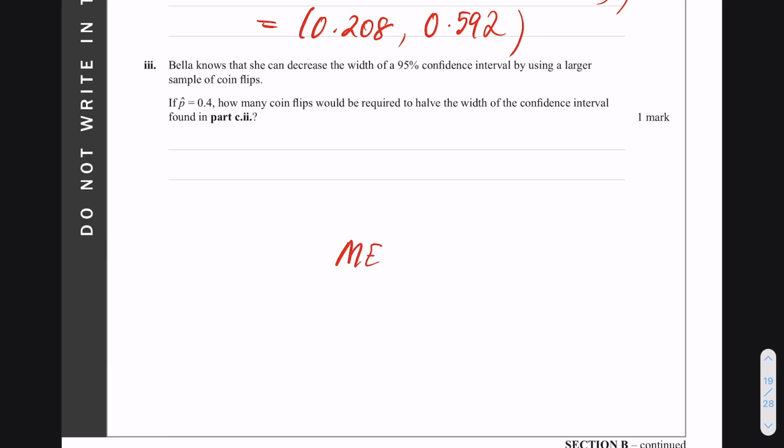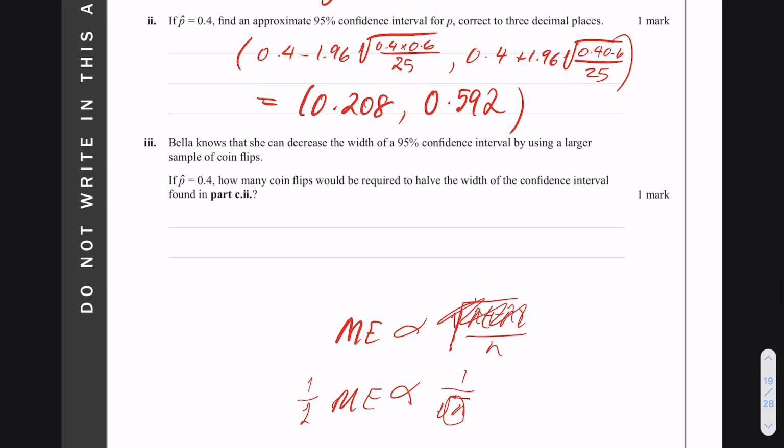Now, margin of error is directly proportional to that thing, p hat times one minus p hat over n. So if you just think about it, margin of error is directly proportional to 1 over the square root of n. Meaning if we want to halve the margin of error, what we have to do is multiply that by the square root of 2. So multiply n by 4. And if n was 25, that means we want 100 here.